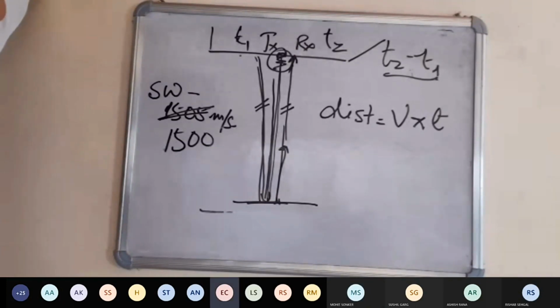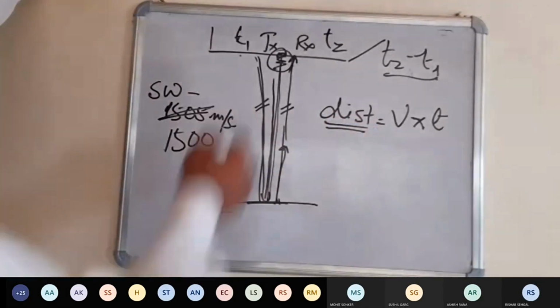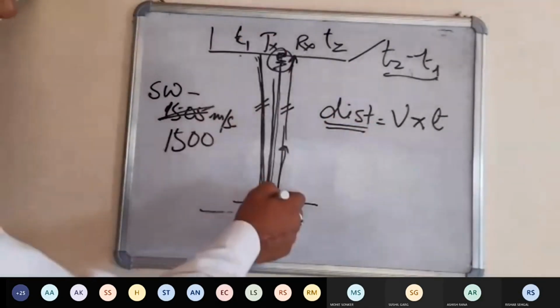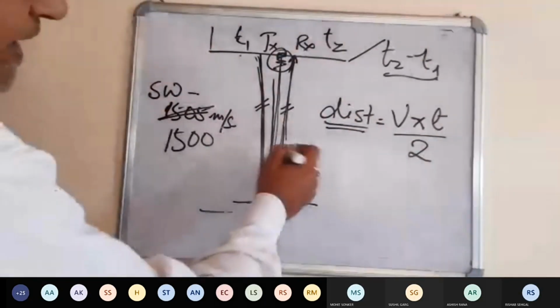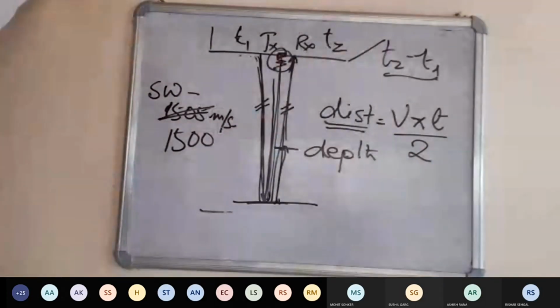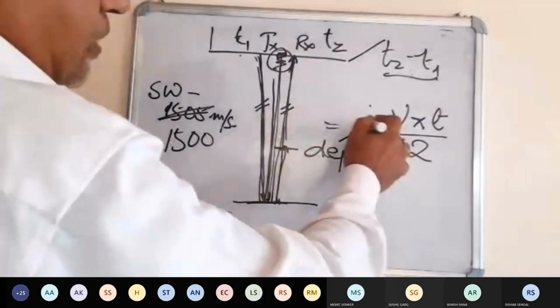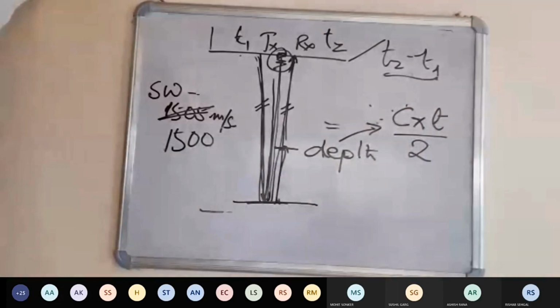No answer came. Yes, sir, correct. All right. So this is the total distance. That means that includes going and coming. So if we simply divide it by 2, we get the depth. So basically depth is equal to, we will write c for the speed of the wave, c into t divided by 2.